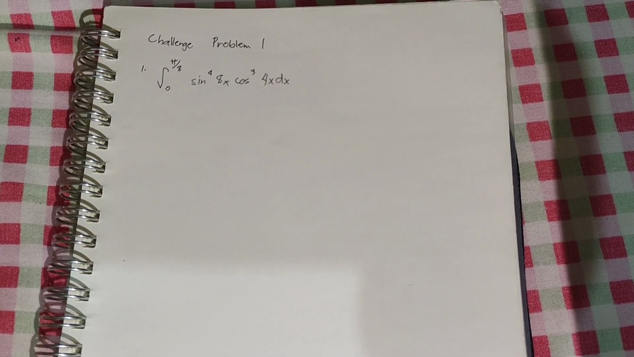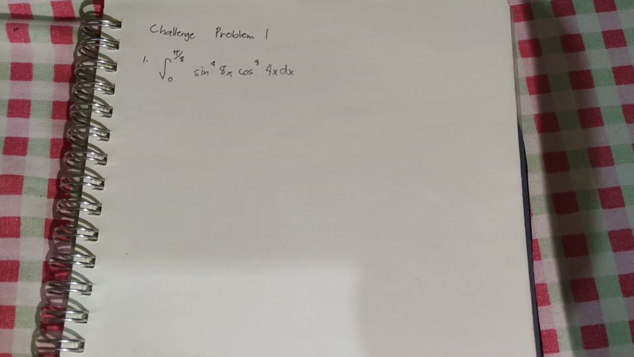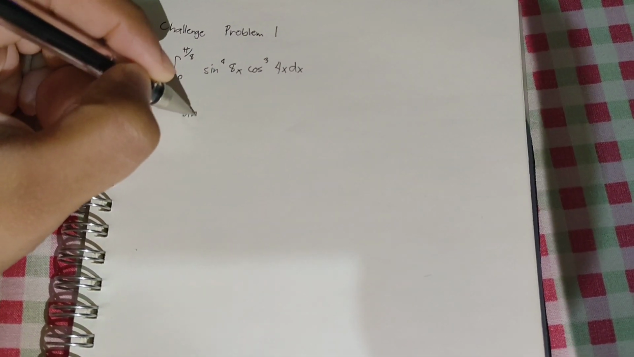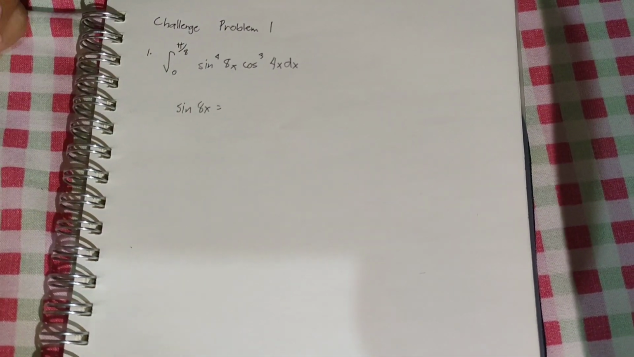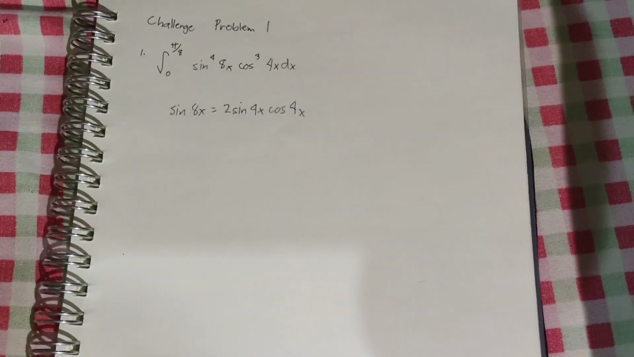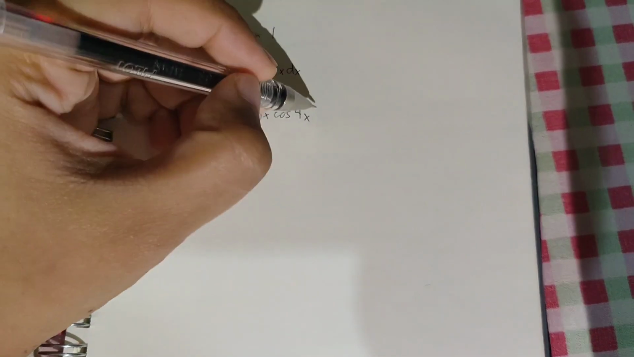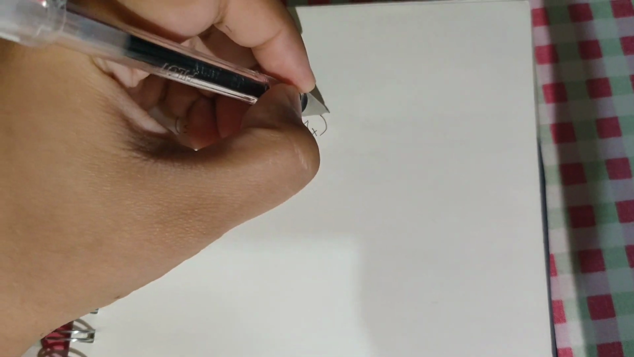Our number one challenge problem is the integral with limits from pi over 8 to 0 of sine raised to 4 8x cos raised to 3 4x dx. We all know that sine 8x is equal to 2 sine 4x cos 4x, right? So this, we will square into 4.